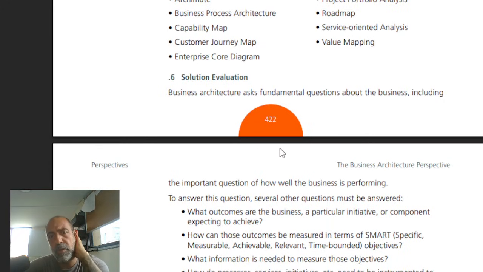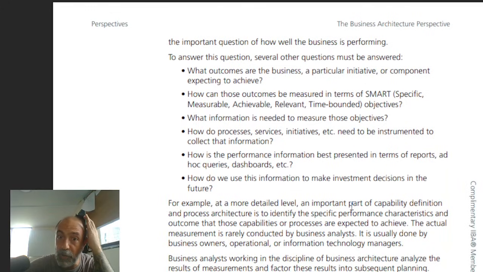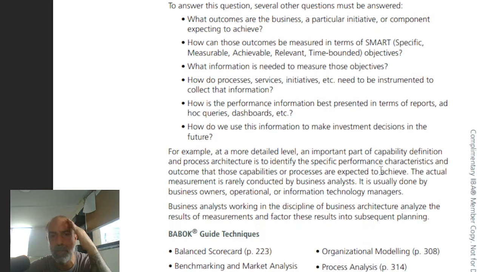Number 6, solution evaluation. Business architecture asks fundamental questions about the business, including the important question of how well the business is performing. To answer this question, several other questions must be answered. What outcomes are the business, or particular initiatives or components, expecting to achieve? How can those outcomes be measured in terms of specific, measurable, achievable, relevant, time-bounded objectives? What information is needed to measure those objectives?